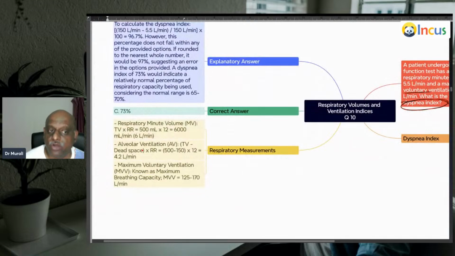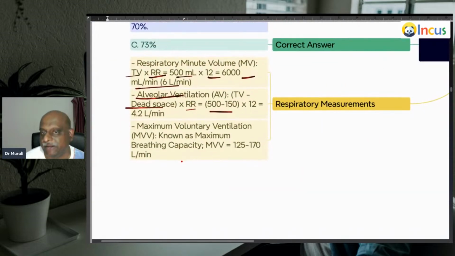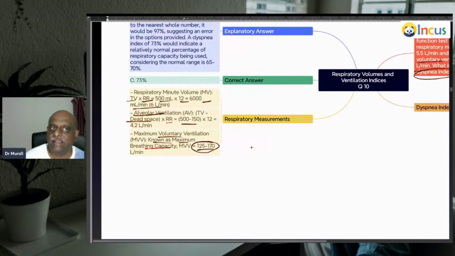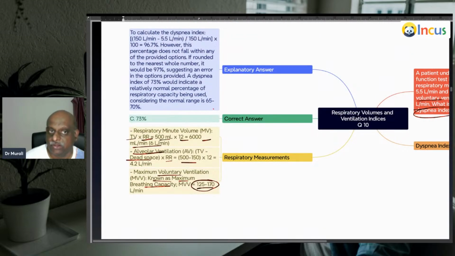So the respiratory minute volume is tidal volume into respiratory rate: 500 ml into 12 is 6000 ml. Alveolar ventilation is tidal volume minus dead space into respiratory rate, which is 500 minus 150 into 12, which is 4.2 liters. Maximum voluntary ventilation, also called maximum breathing capacity, is 125 to 170 liters per minute, is what you need to remember. So in this case, 150 minus 5.5 divided by 150 into 100 is 96.7%. So that's a point.